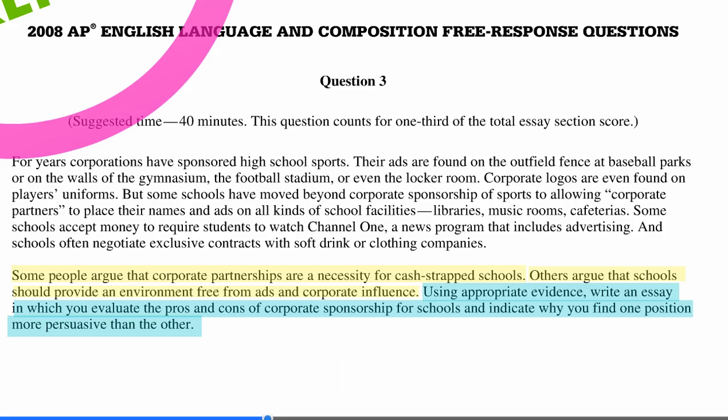If you receive this prompt, you would have to take a position on whether corporate sponsorships, partnerships for schools were kind of a positive thing or a negative thing. You'd have to say which side is more convincing, and you'd have to provide evidence from your experience, from things you've read about or seen, to back up your claim.